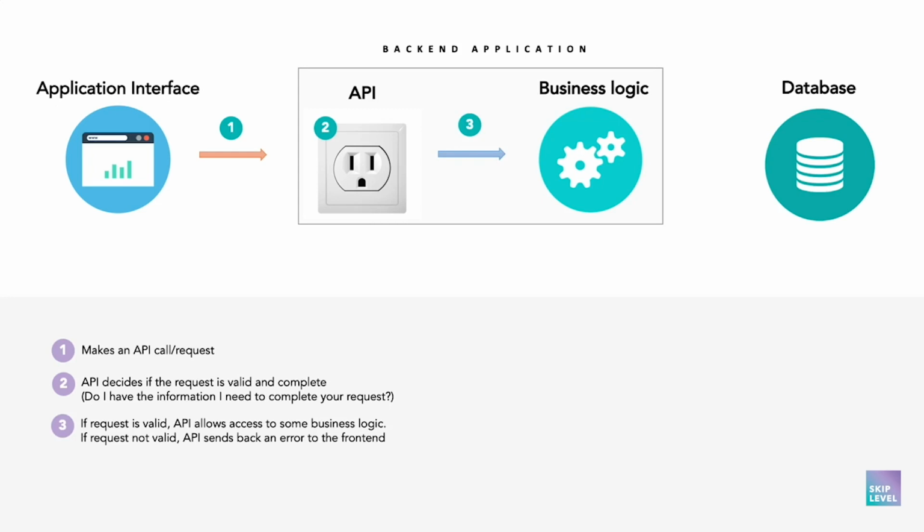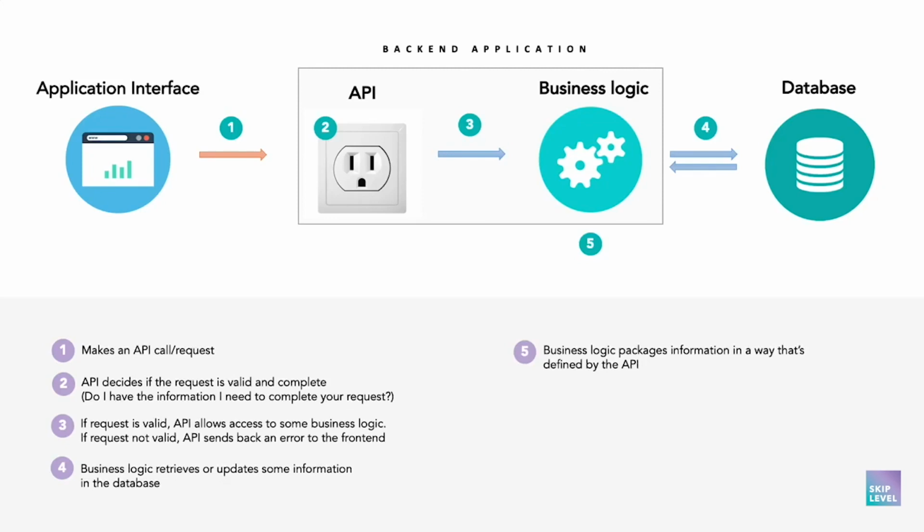That business logic will interact with the database. The database will return some information to the backend application. The business logic will then take that information and package it in a way that is acceptable to the API. The API checks that the response is valid and complete. And finally, the API returns the response to the front end. So we just saw the full interaction between the client side and the server side via an API.